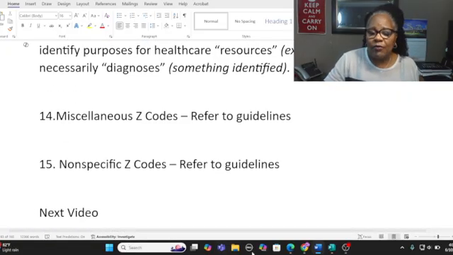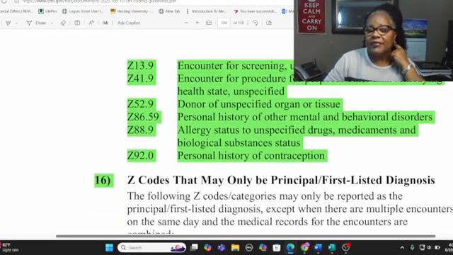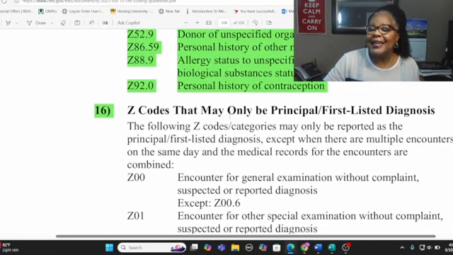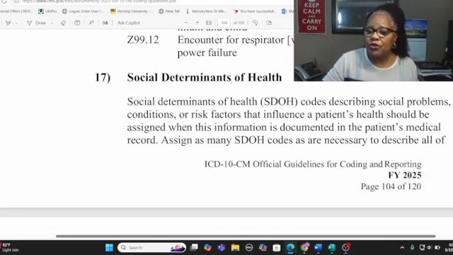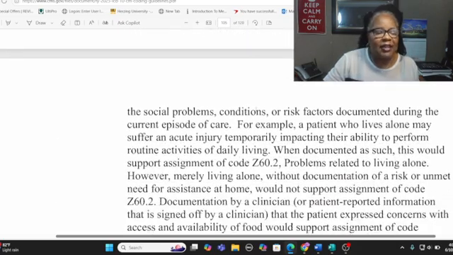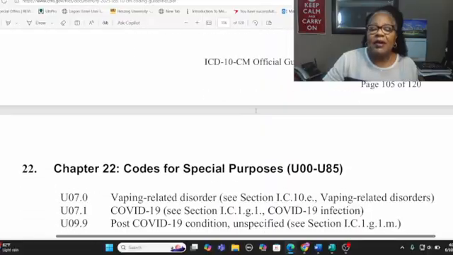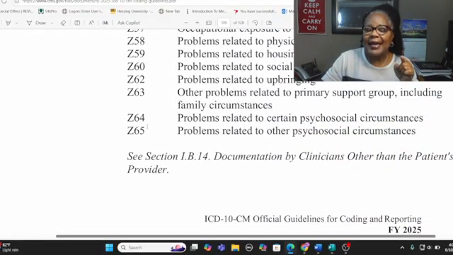Okay. All right, we're going to stop there because we are going to wrap up the first section of the guidelines in my next video, where we're going to discuss Z codes that can only be principal or first listed diagnoses. We're going to go into social determinants of health. We haven't gotten a whole lot done in that area, but it's coming. And those are the last two sections of the first chapters of the official coding guidelines.